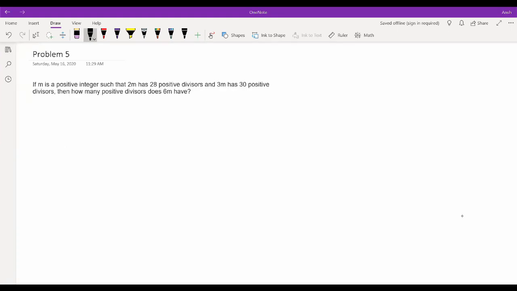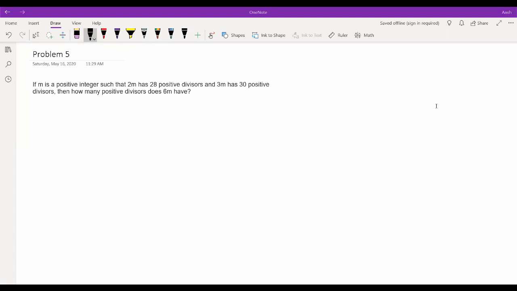All right, so our next question: if m is a positive integer such that 2m has 28 positive divisors, and yes, the answer to the previous question would be 0. There are no solutions. So if m is a positive integer such that 2m has 28 positive divisors and 3m has 30 positive divisors, then it asks us how many positive divisors does 6m have. So this will be our first question regarding divisors.